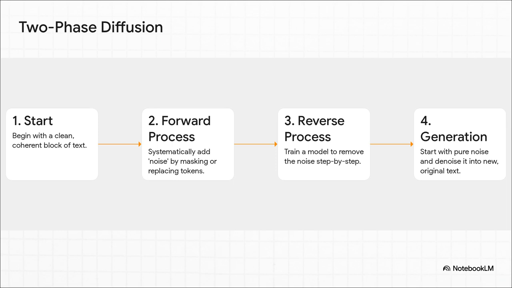In that forward process, it's just corrupting text. Then, in the reverse process, it's training to undo all that damage, step by step. So once it's an expert at fixing things, you can just hand it a pile of random junk, pure noise, and it can apply that same undo process to create something totally original.